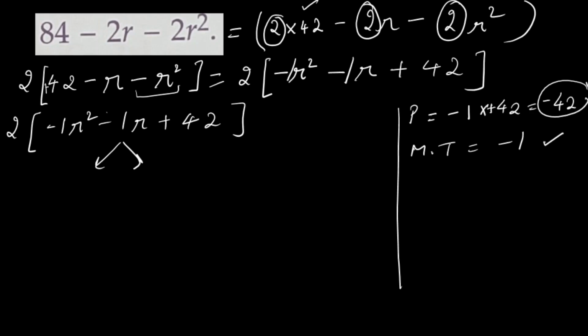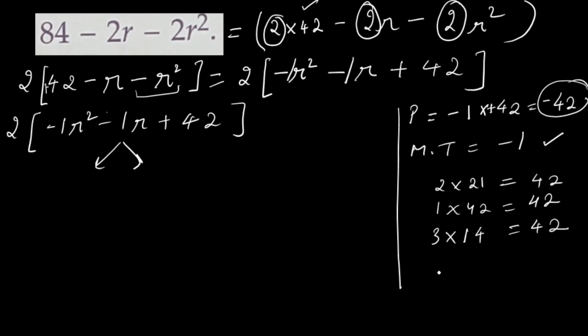So let's write down the factors of 42. We know 2 into 21 is 42. 1 into 42 is also 42. Then it will go on in the 3's table, 3 into 14 is also 42. Then the 5 table doesn't go. 6 into 7 is also 42.